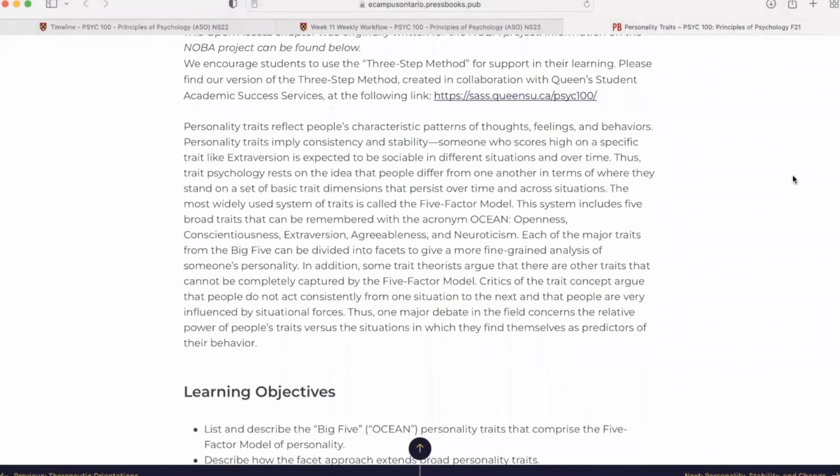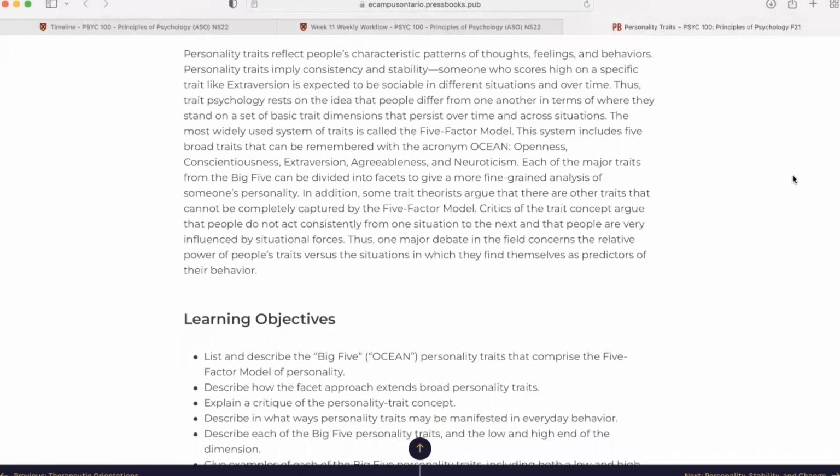Personality traits reflect people's characteristic patterns of thoughts, feelings, and behaviors. Personality traits imply consistency and stability. Someone who scores high on a specific trait like extroversion is expected to be sociable in different situations and over time. Thus, trait psychology rests on the idea that people differ from one another in terms of where they stand on a set of basic trait dimensions that persists over time and across situations.